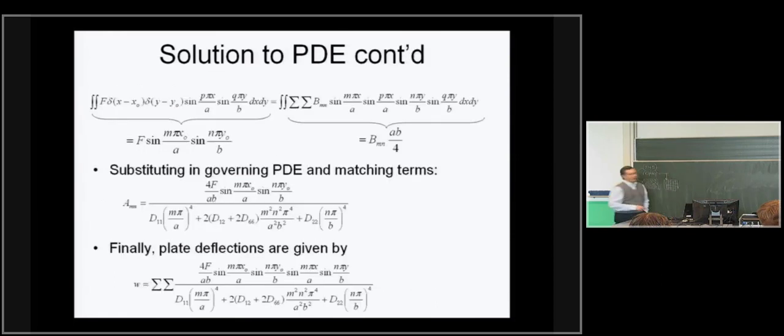and sine n pi y over b. When I do that, I will find now that my A_mn terms, which is what I was looking for in the first place for the W expression, are given by this mess, as a result of which my W now, just by taking this and putting it in, is given at the bottom of this page, and that's valid for any x, y location and for any x0, y0 location where the point force is acting.